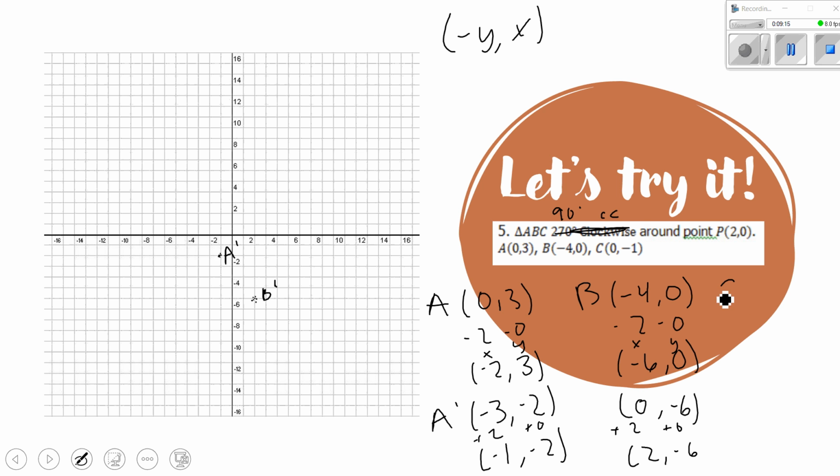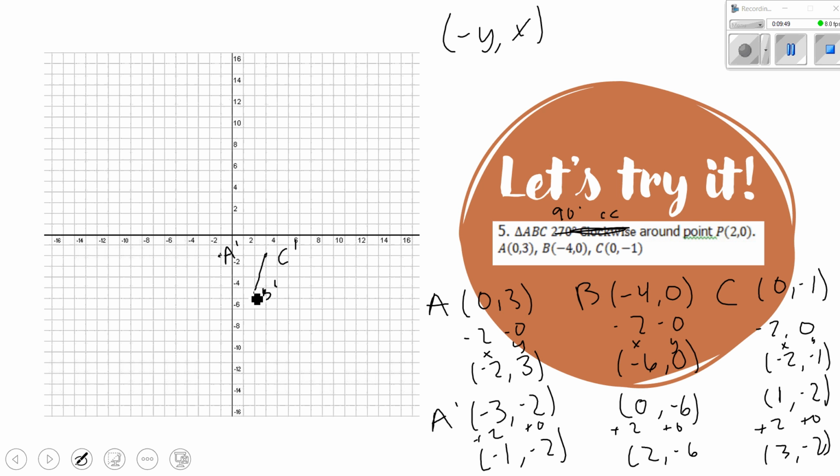And lastly, point C starts at 0, comma negative 1. Step 1, subtract out that point, subtract out the 2 and the 0, brings you to negative 2, negative 1. Then you change x and y into negative y, x, so negative y will become positive 1, and x will be negative 2. Then you need to add that point back in, so we add the 2, add the 0, and we are at 3, negative 2. We go to 3, we go to negative 2, we put our dot, C prime. Connect your 3 points, and there is your rotated triangle.